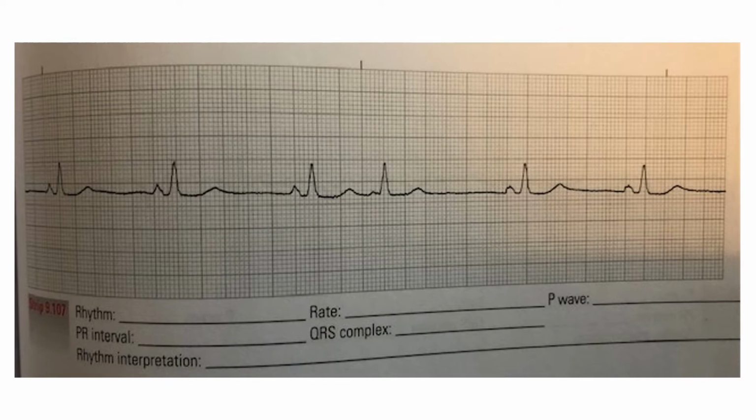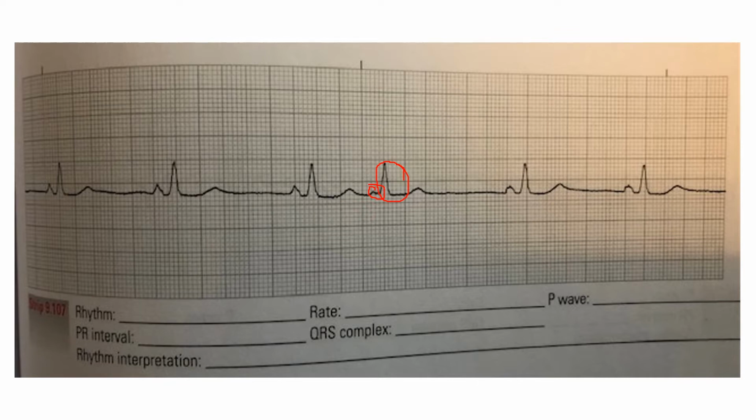So again, the difference between your premature beats: your PAC has a P before it. A PJC would have either no P or an inverted P, but the QRS is normal. So PACs and PJCs, your QRS is normal. And you can see the P wave. So this is a premature atrial contraction.